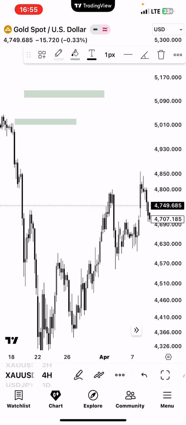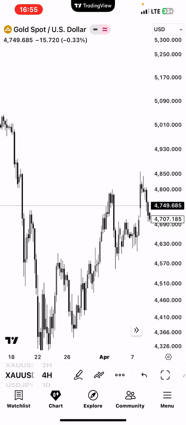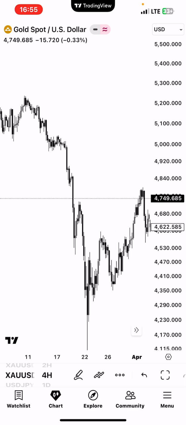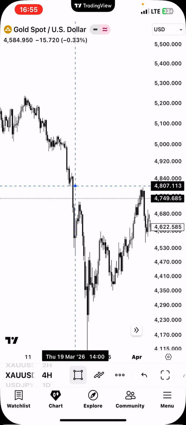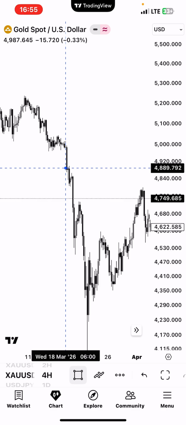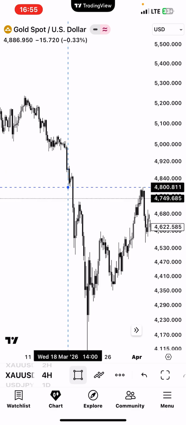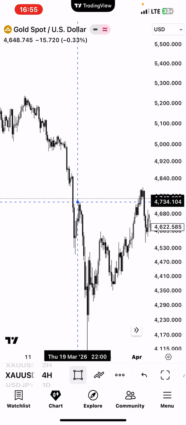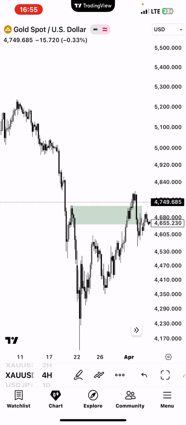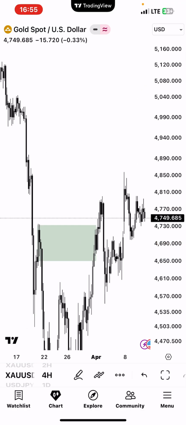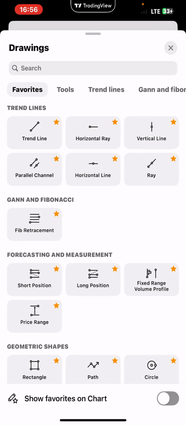So now I've given you a scenario about rejection blocks. Now, if you look at gold on the 4 hour, how do you know that a rejection block is going to actually make that market retrace? I'll show you. If you look at gold on the 4 hour time frame, there's a rejection block here. There's another rejection block here.